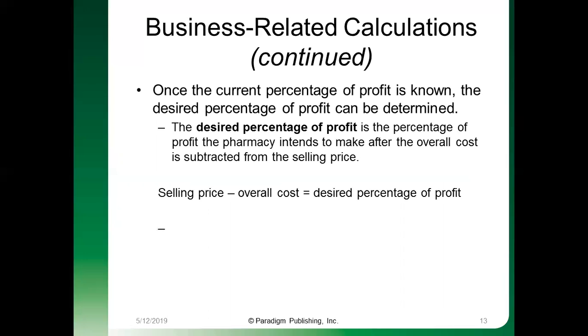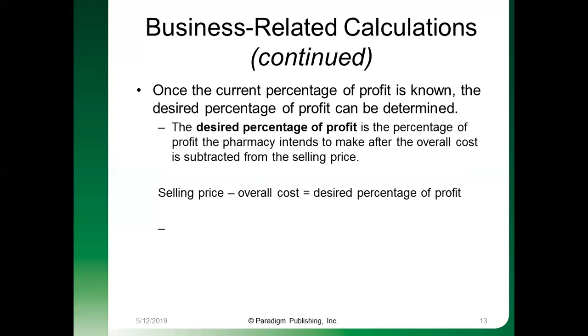So once that percent of profit is known, the desired percent of profit can be determined. So the desired percent of profit is the percent of the profit the pharmacy intended to make over the overall cost by subtracting the selling price.